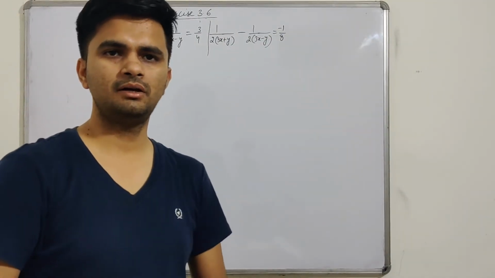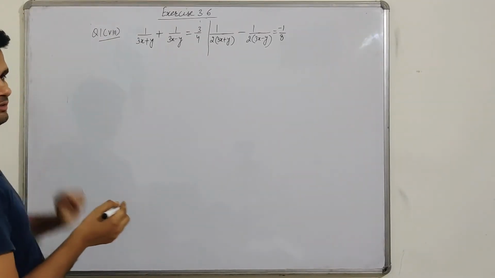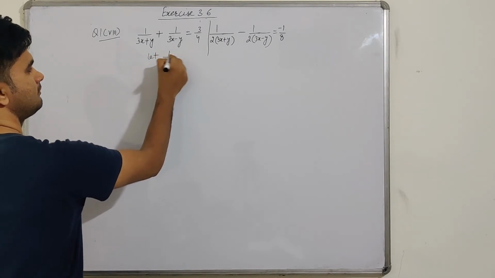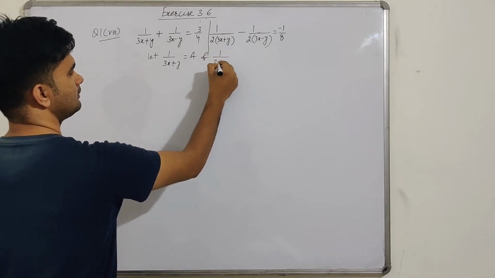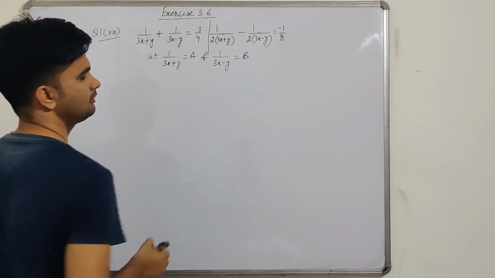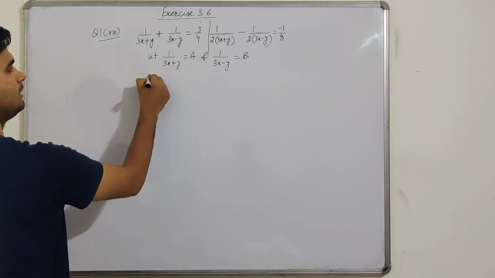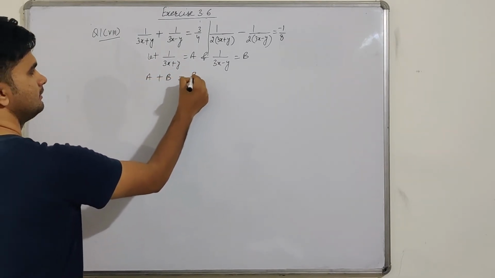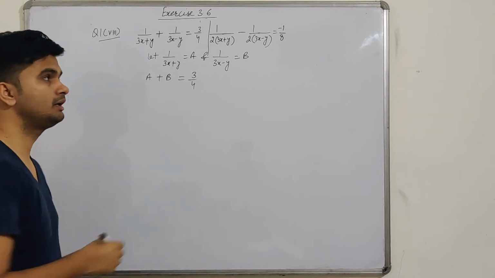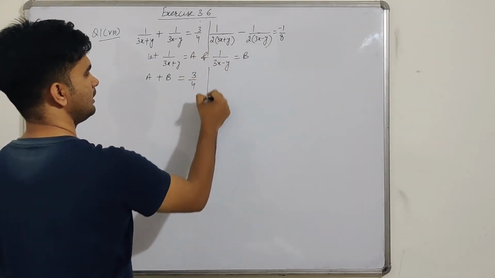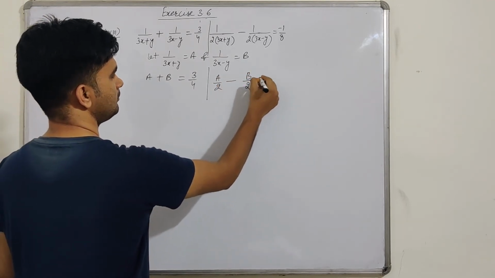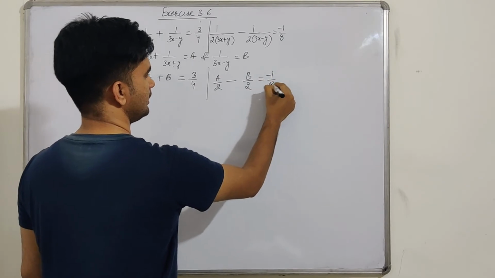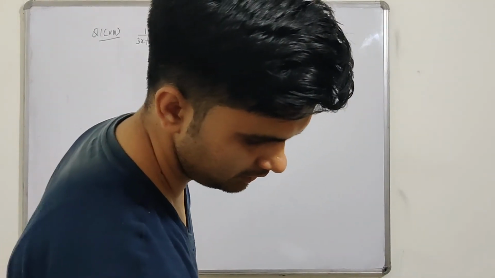Now come to the 8th part of this question. See, we have 1 over 3x plus y. I am putting here, let 1 over 3x plus y is equal to a and 1 over 3x minus y is equal to b. So this will become a plus b is equal to 3 by 4, right? And this will become a by 2 minus b by 2 is equal to minus 1 by 8.